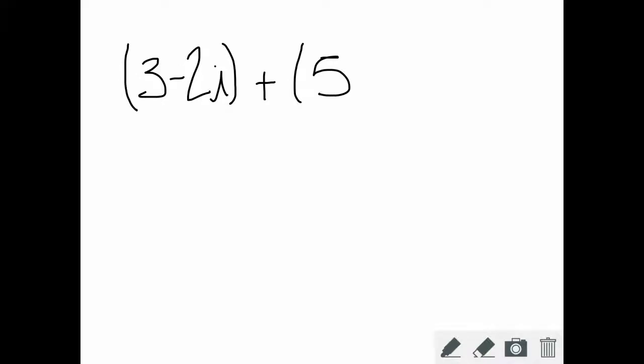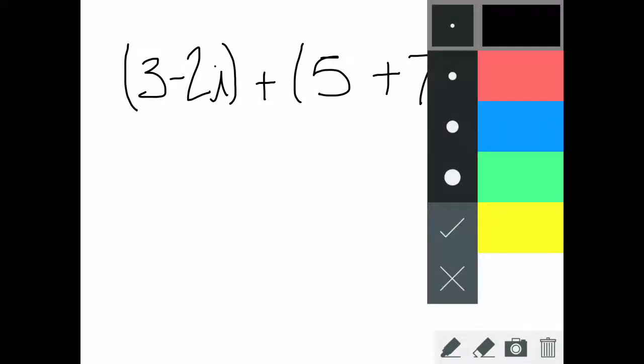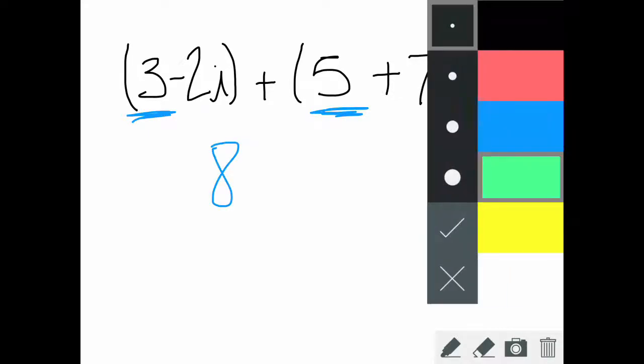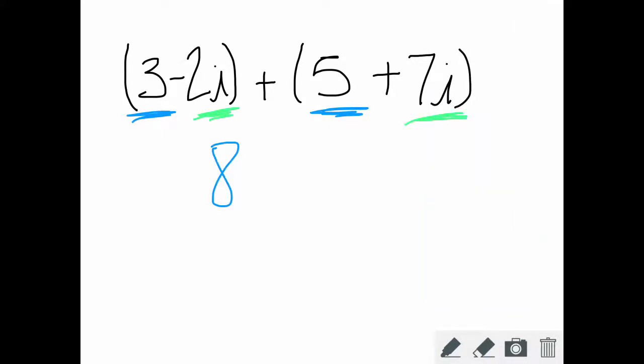Now here is another problem for addition. This problem is 3 - 2i + 5 + 7i. So first again, you would add the common terms, which are 3 and 5, and that equals 8. And then you would do -2i + 7i, which is positive 5i. So your answer is 8 + 5i.